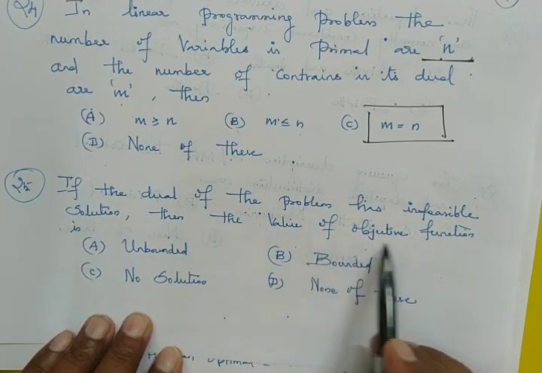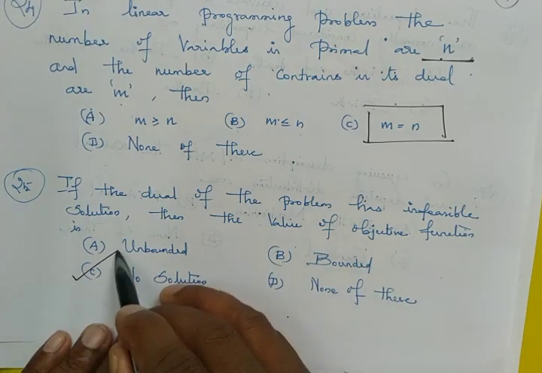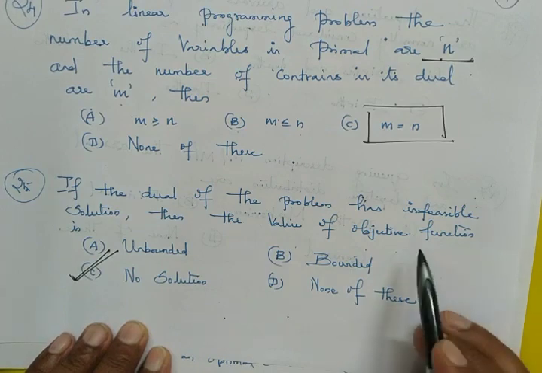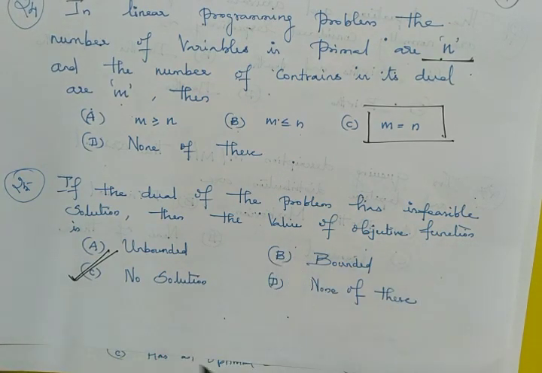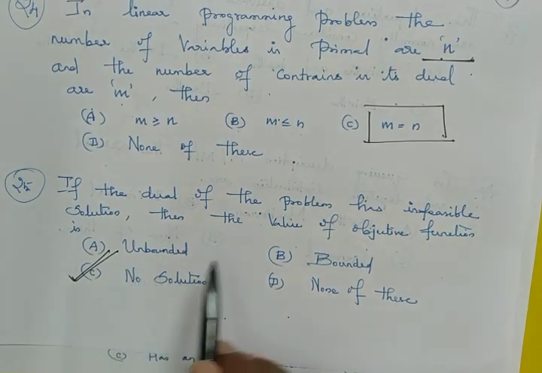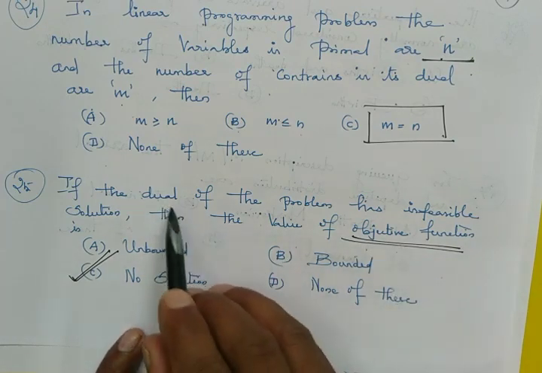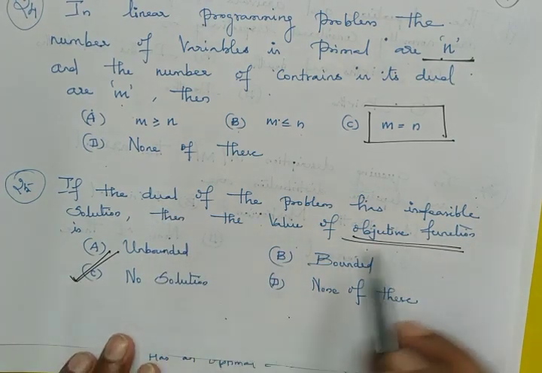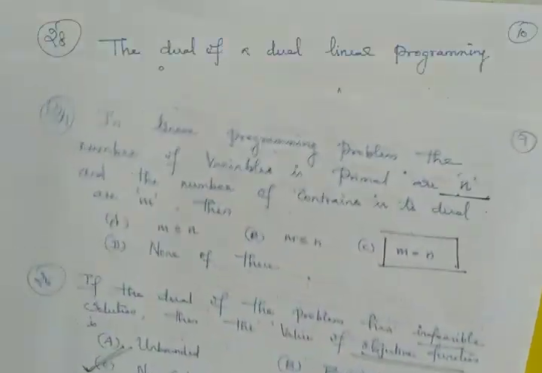If the dual of the problem is infeasible, then the value of the objective function is what? No solution. Infeasible means we don't have any solution. If they are asking about the primal, it means unbounded, but the question asks only about the objective function, the dual objective function. The dual objective function is also no solution, because it is infeasible. Infeasible means we can't find the solution.